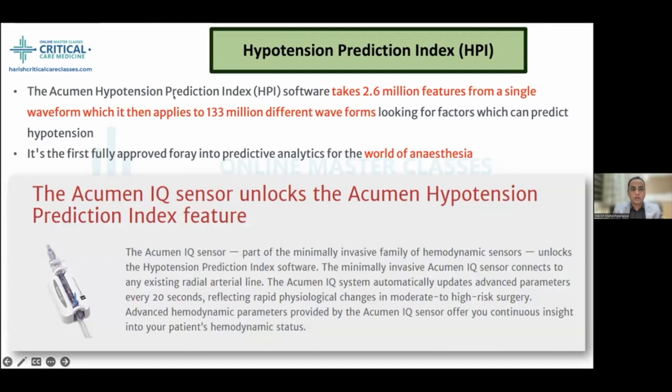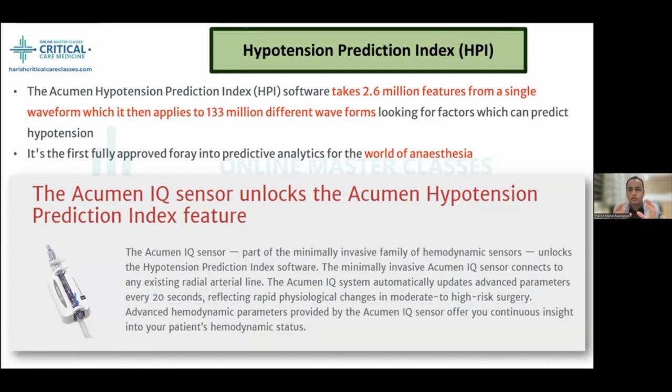The Acumen hypotension prediction index software takes a complex incorporated algorithm. It is a patent-derived algorithm with software which takes around 2.6 million features from a single waveform, which it then applies to around 133 million different waveforms, looking for factors which can predict the hypotension.